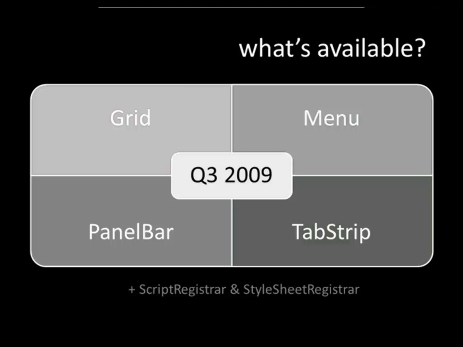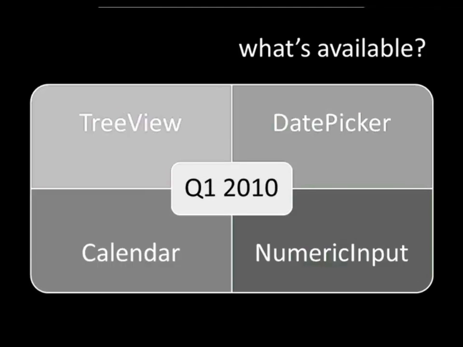From there, we've added the tree view, the date picker, calendar, and numeric input. Obviously, some more of the input controls you need. This also helps with data editing inside of a grid.